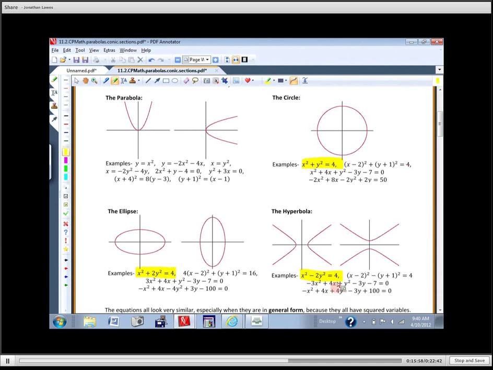That makes it a hyperbola. Okay? So if we had to look at these and we had to say, well, you know what? How could I tell which was which? Just by looking at it. Alex.